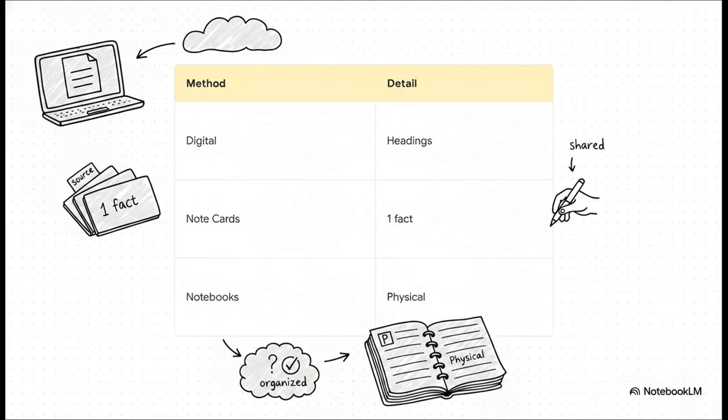Now, what's really interesting about this slide is you've got options for how you actually build your toolkit. If you're a big tech person, you can totally use digital docs. Like a shared Google Doc is fantastic because you can use distinct headings for each of your research questions. But if you're more of a tactile learner, the classic note card system is absolutely legendary. You write exactly one fact or one quote per index card with that source info right at the top. Or, of course, you can just use a dedicated physical notebook. Honestly, there's no single right way here, only the way that makes your specific brain feel organized.